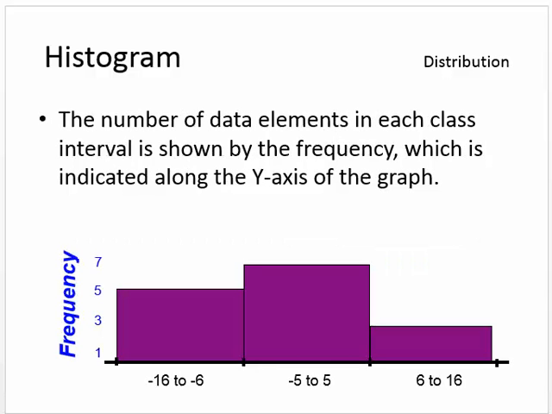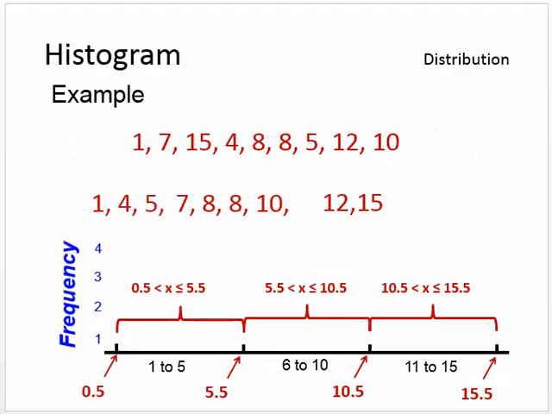All right, here's a histogram. The number of data elements in each class interval is shown by the frequency, which is indicated along the y-axis of the graph. So we're going to have frequency over here, and this is the range of values that it could be. Here's an example of this histogram. They've separated it from 0.5 to 5.5 to 10.5 to 15.5. Now we've got these values up here.